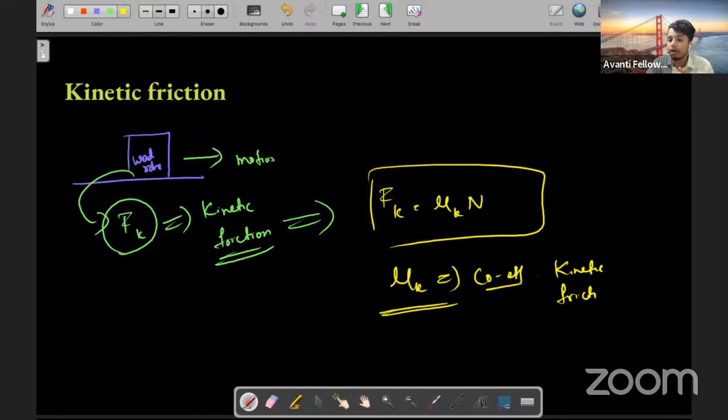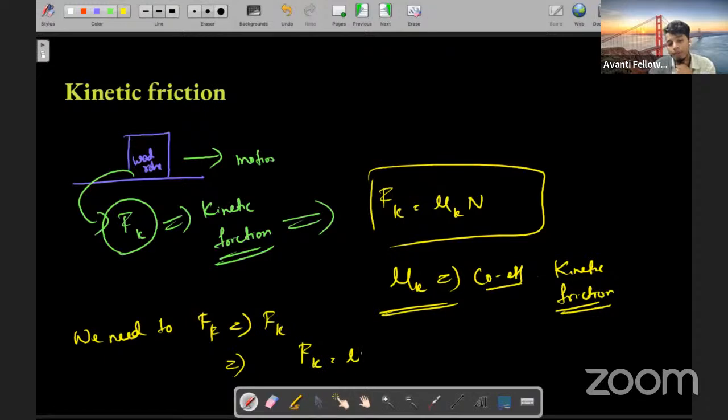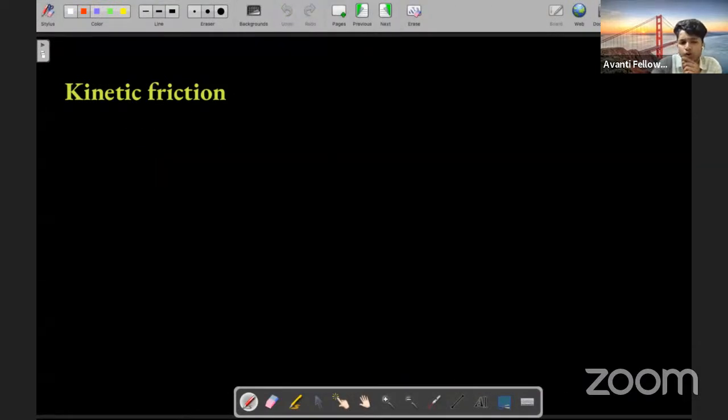Now, as I said, here we need to find what, students? We need to find the friction force. What is the friction force? The kinetic friction force. So how can I find it? Fk is equal to mu k into N. Now, mu k is 0.2 into 20, since N is 20. That is 4 Newton. Fk is 4 Newton.